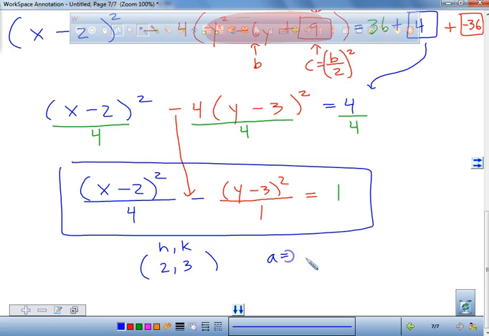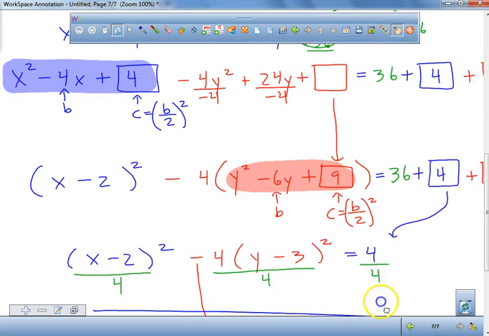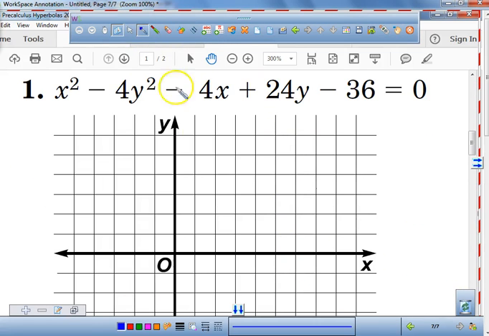What's our A value equal to? Just a 2. What's our B value equal to? 1. So let's go ahead and just draw. It won't take that long. Here we go. We're going to take this right here and we're going to draw all the way up here. We're going to go over 2 and up 3 and put a point. What's that point called? That's your center point.